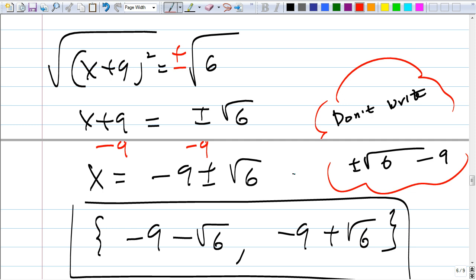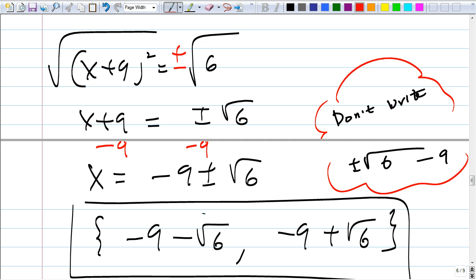Does that make sense? This time the answer looks kind of weird because we haven't really seen this sort of number. But remember, these are some number, right? Square root of 6 is between which 2 numbers, guys? 2 and 3. It's some number between 2 and 3. So you're subtracting those 2 numbers, right? It happens to be an irrational number. Does that make sense? So there are 2 solutions for this. You get negative 9 minus square root of 6, or you get negative 9 plus square root of 6.